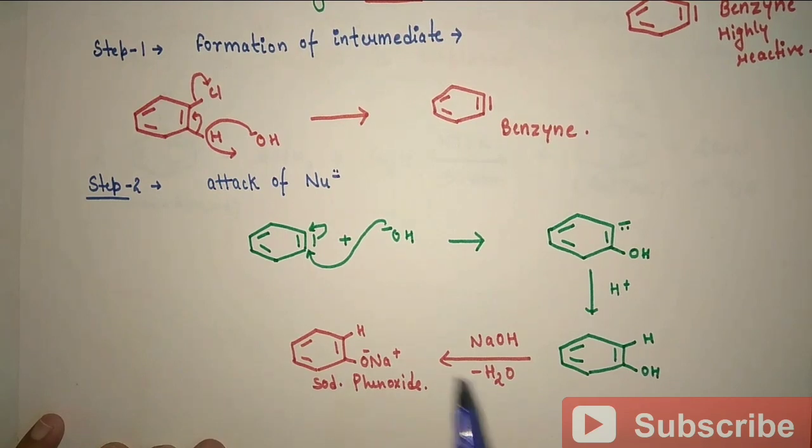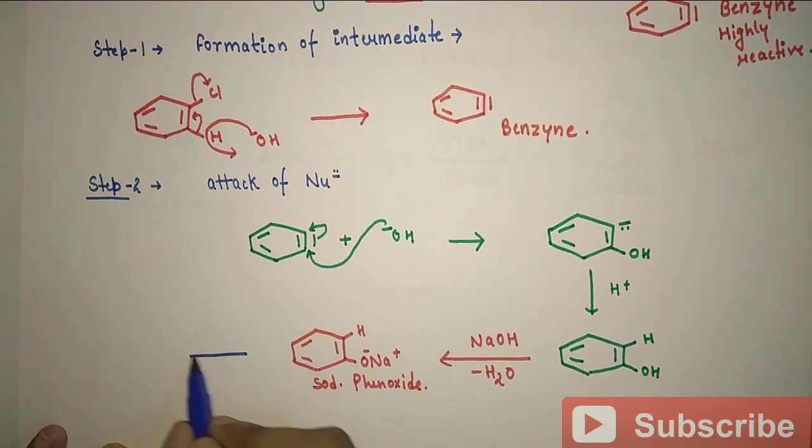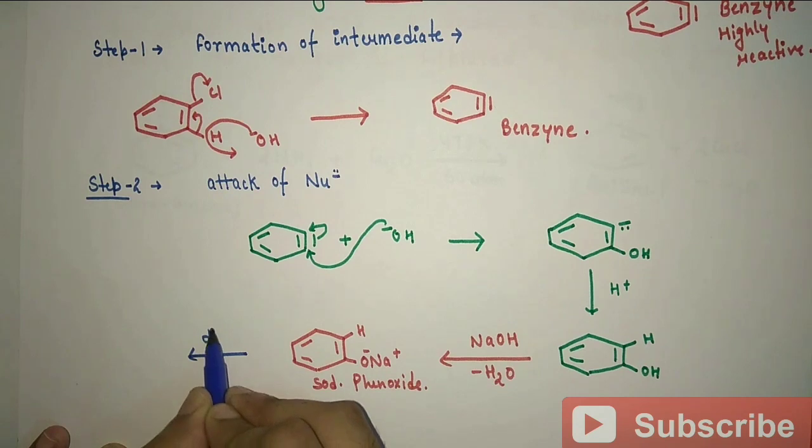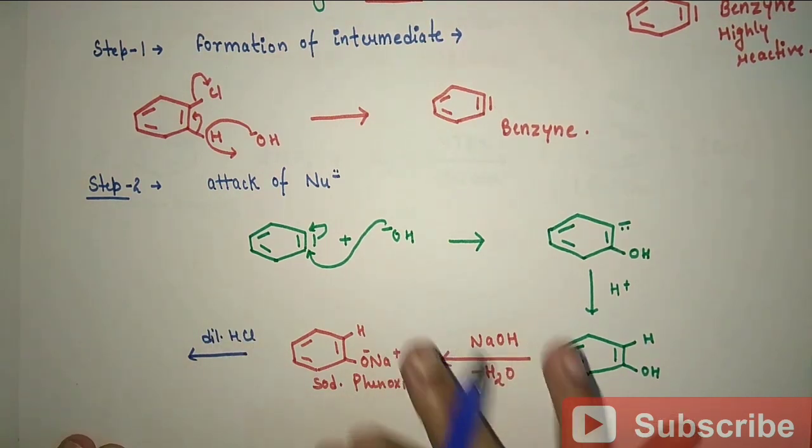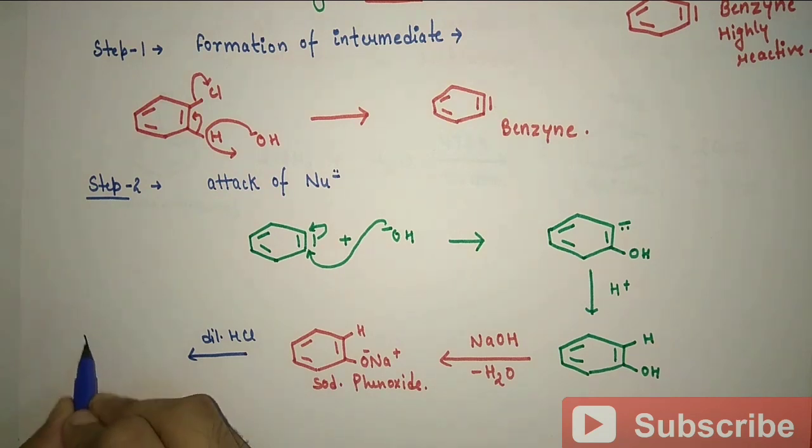After using all the NaOH, our reaction mixture is left with only sodium phenoxide, and by acidification of this sodium phenoxide in the presence of dilute acids, just like dilute HCl, it will form phenol.